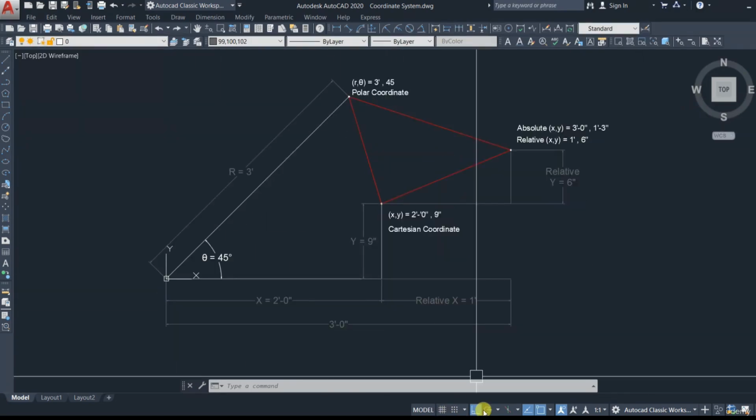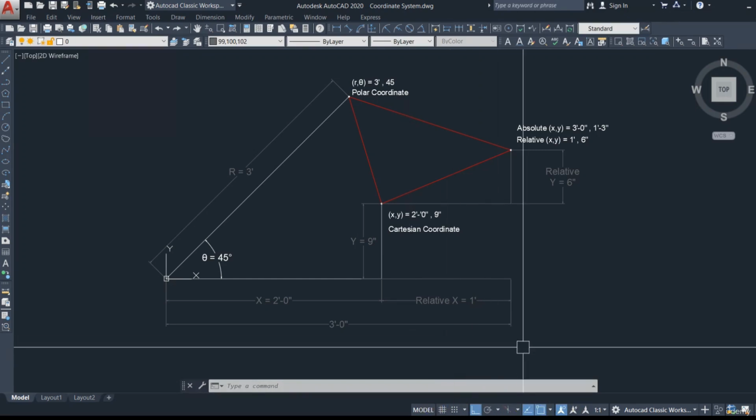We are going to work with these snap tools to make any object in the AutoCAD drawing. So that's all about the basic details of the coordinate system. In the next lecture, let's discuss how we can work with these coordinate systems.